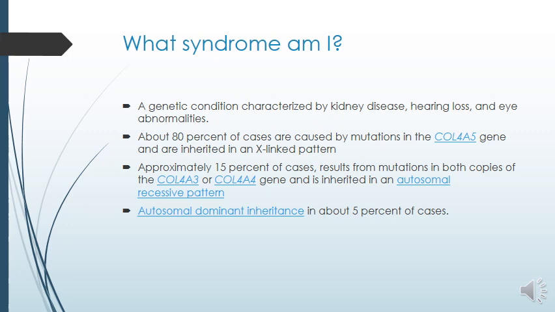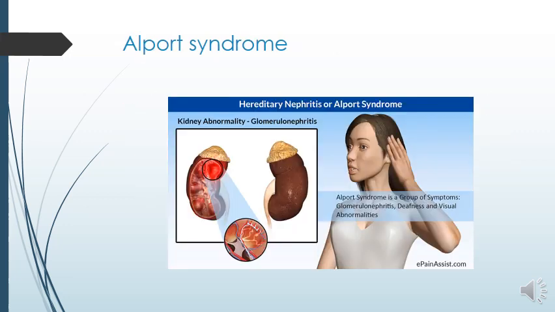So I'm showing you this because of the different methods in which things are inherited, because this can become difficult when you are looking at someone's pedigree without doing the specific genetic testing. So this is Alport syndrome. This is hereditary nephritis or Alport syndrome. You have the kidney abnormality associated with the deafness and the visual abnormalities.